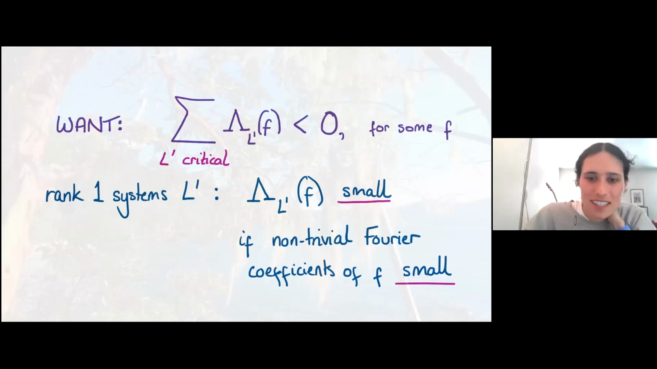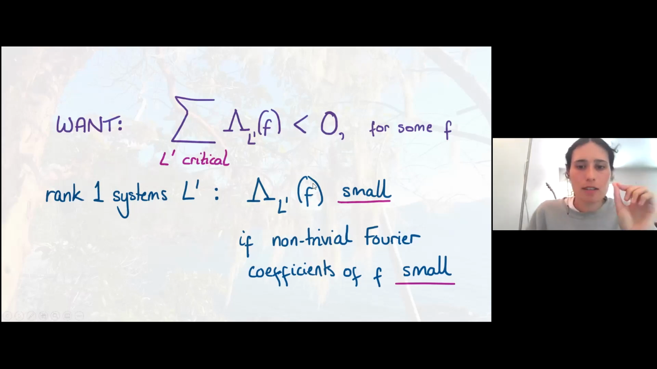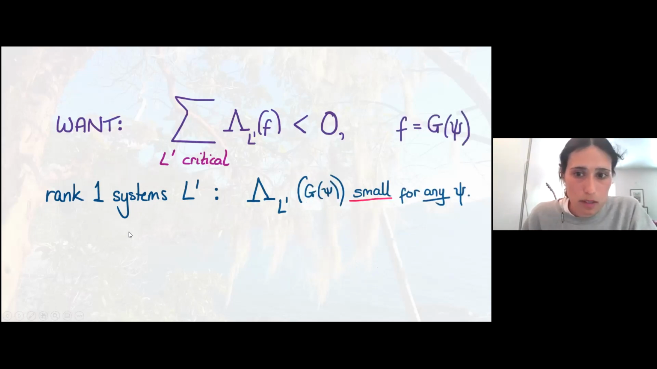But I guess the point is that it's very, very easy to find an F so that the rank 1 systems have a very, very small weight here. Because you can do that, you just have to make the non-trivial Fourier coefficient small, and there's an idea of Gowers which allows you to do that very easily. So these become a lower order term. So then what we care about are the rank 2 systems.